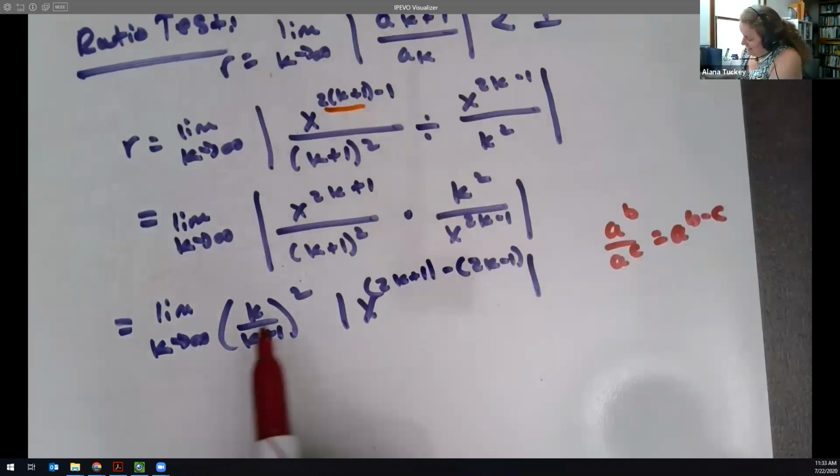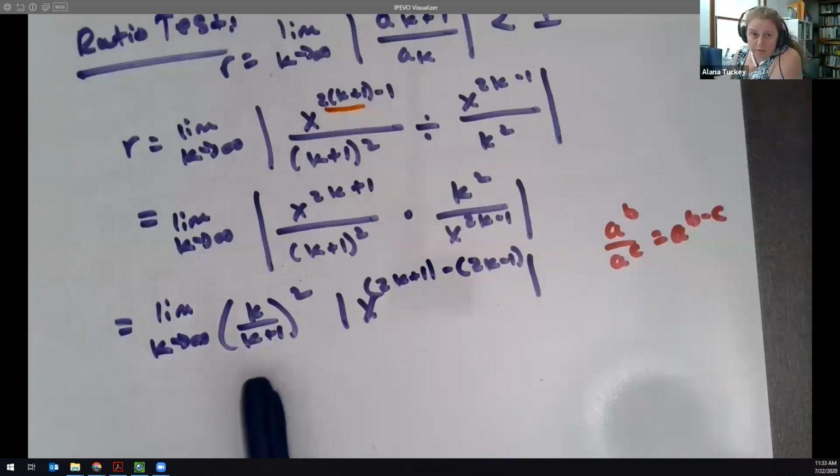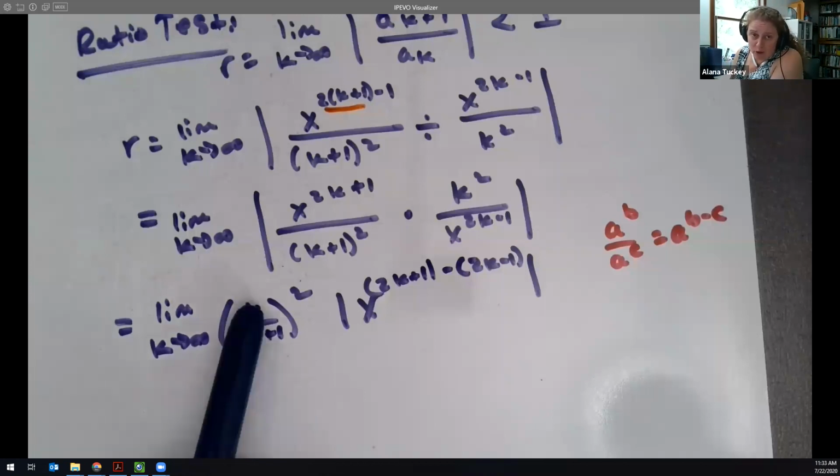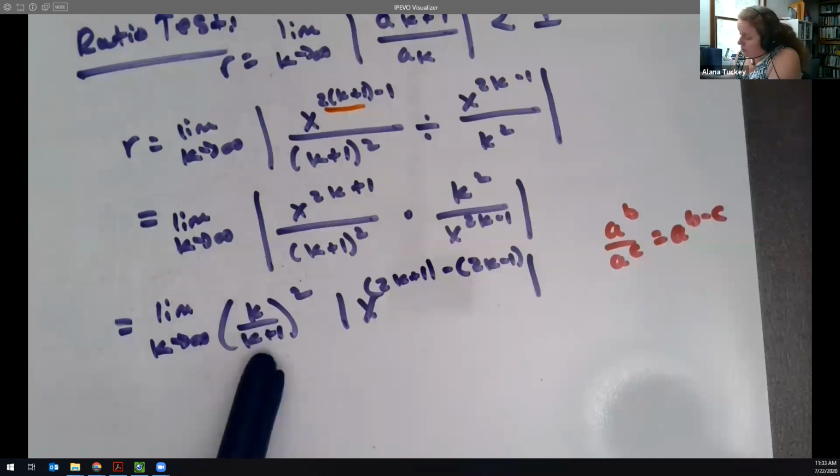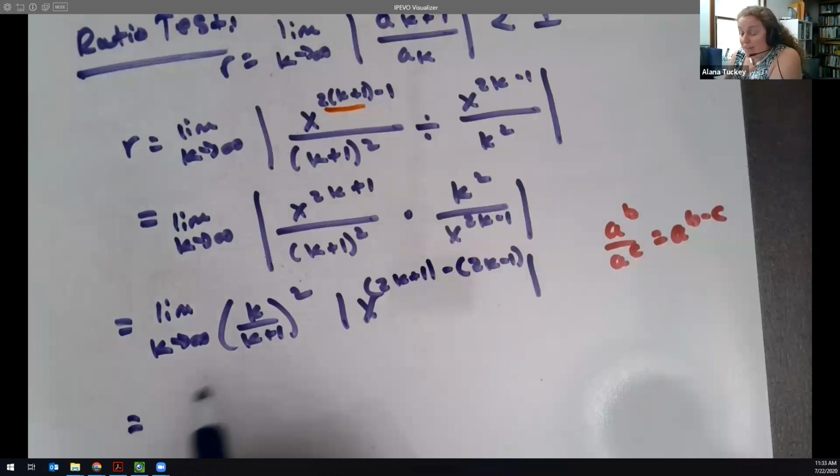All right, so then this is, oh, wrong pen. This is, well, we know what this is. This is 1, right? K squared over k plus 1 squared. That's the L'Hopital's rule cheat, right? Because this is a polynomial over a polynomial. So this is 1. We don't have to do it. But if we do that, then we take it out.